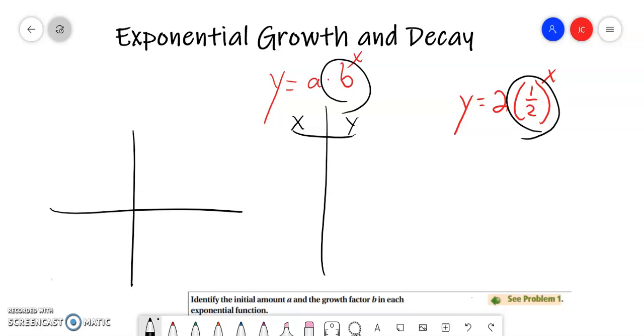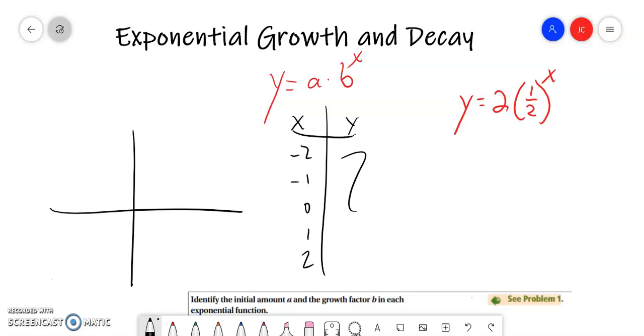B is actually equal to 1/2 in this one. All right, so let's use these numbers here: -2, -1, 0, 1, and 2. These are the classic five that we want to use for test values for x, and then we're going to figure out what y is when we plug all that in. So let's actually start down here at +2.